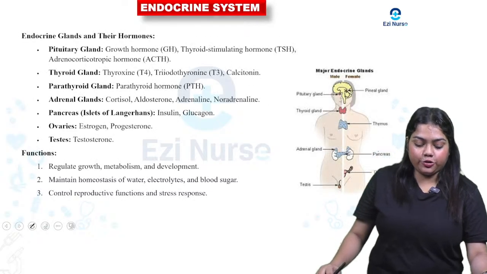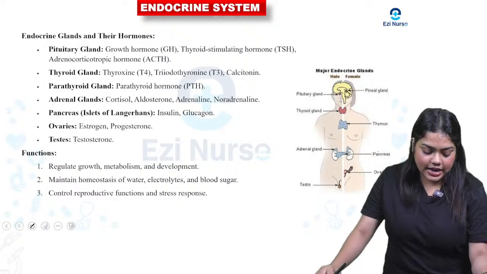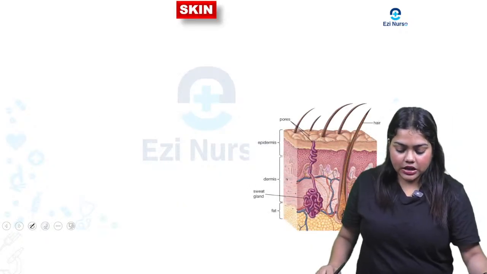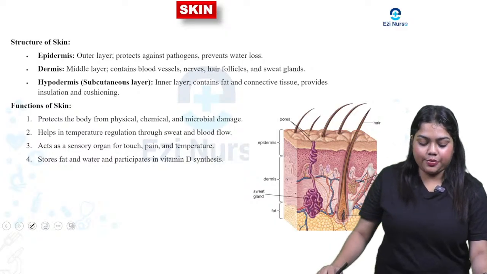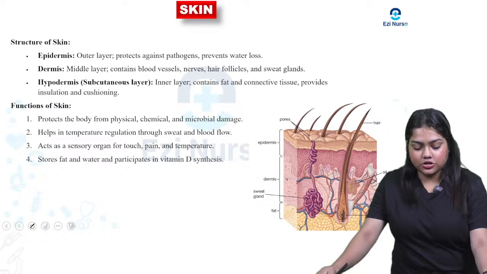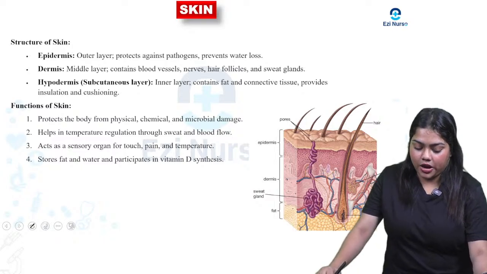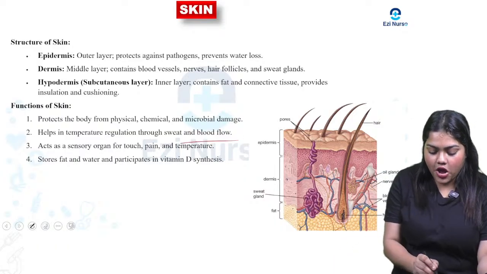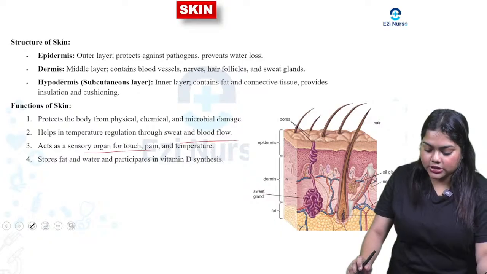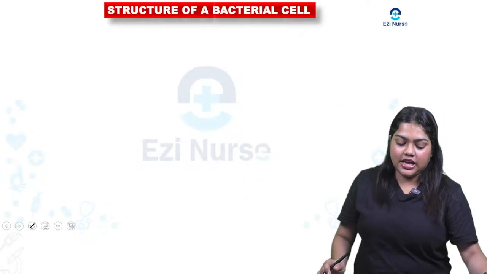Endocrine system: we have the pituitary gland, thyroid gland, parathyroid gland, adrenal gland, pancreas, ovaries, and testes. Now skin: we have the epidermis, dermis, and hypodermis layers. The main function is to protect the body from physical, chemical, and microbiological damage, help in temperature regulation through sweat and blood flow, act as a sensory organ for pain and temperature, store fat and water, and participate in vitamin D synthesis.